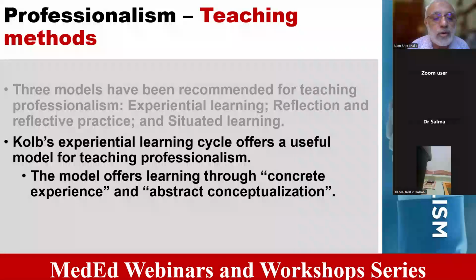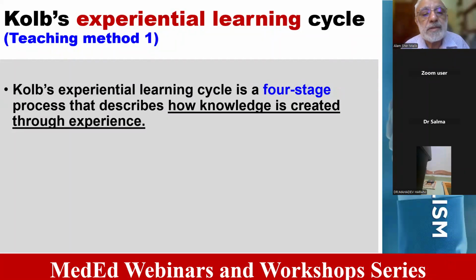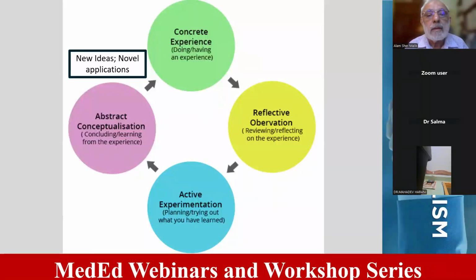This model offers learning through concrete experience and abstract conceptualization. I will further elaborate on these points. Kolb's experiential learning cycle is a four-stage process that describes how knowledge is created through experience. I think this is the strong point in this experiential learning cycle, that how knowledge is created through experience. It emphasizes that learning is a cycle, with each stage building on the previous one. This is the diagrammatic representation of Kolb's learning cycle.